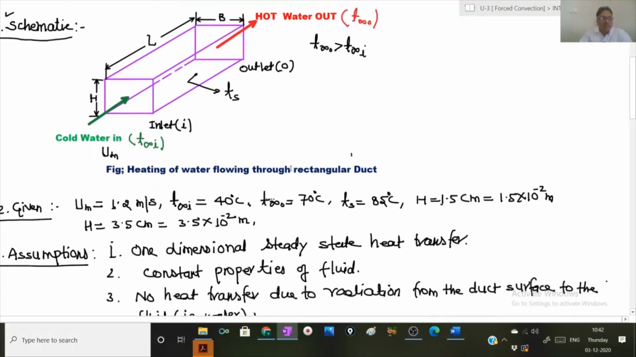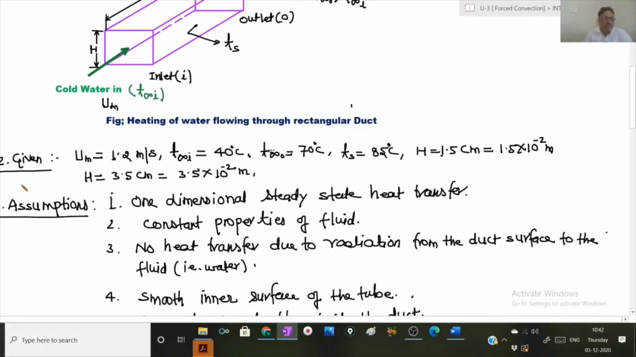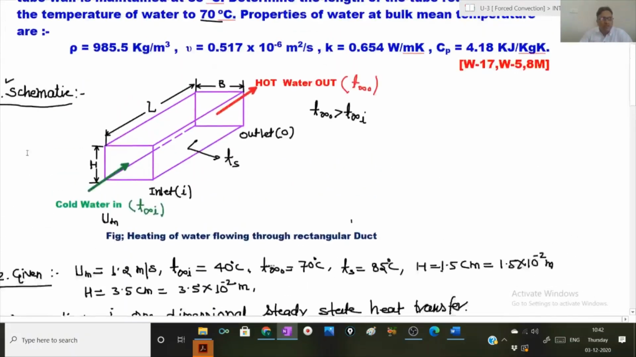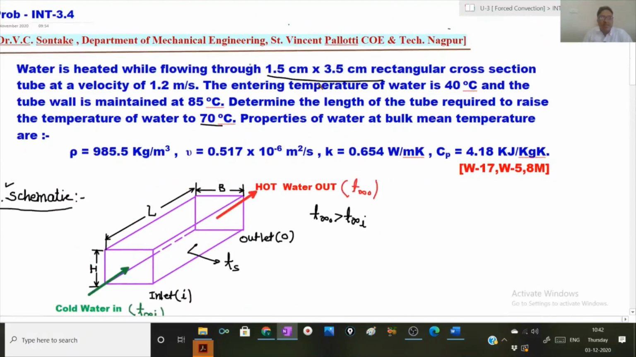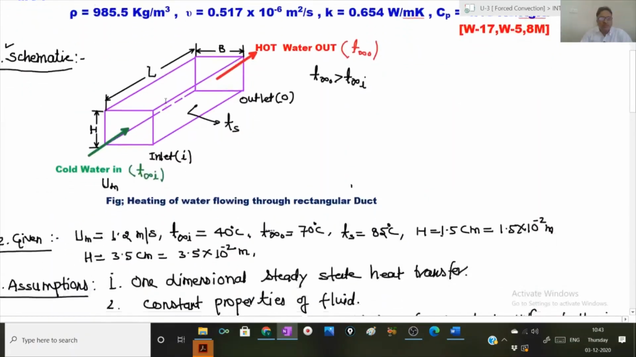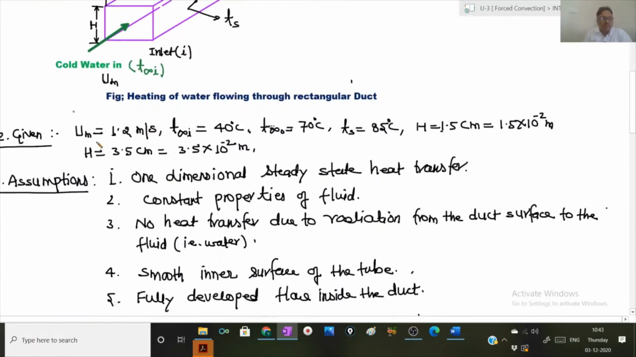After drawing the schematic, let us enlist all the given things. So as you can see, the dimensions of the rectangular tube are given as 1.5 centimeter by 3.5 centimeter. Mean velocity is 1.2 meter per second. Entering temperature of water is 40 degrees Celsius. Duct surface temperature is 85 degrees Celsius and outlet temperature of water is 70 degrees Celsius. So all these parameters we have listed.